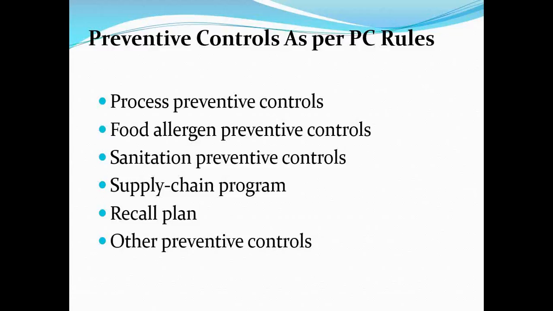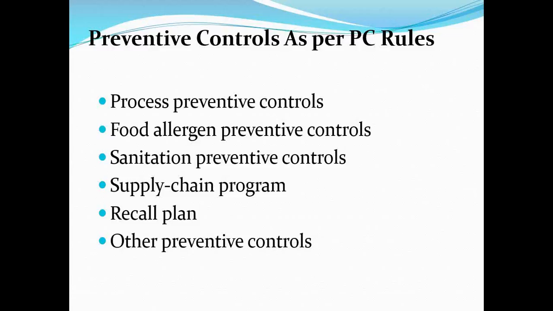In fact, the recall plan is, in many cases, not used to manage hazards requiring a preventive control. But the fact is, it can reduce the number of illnesses if a contaminated product is recalled quickly, and that's why this is included in the preventive control. If you have an effective recall plan, you will be able to recall the product quickly so that you can avoid further adverse effects in the marketplace.